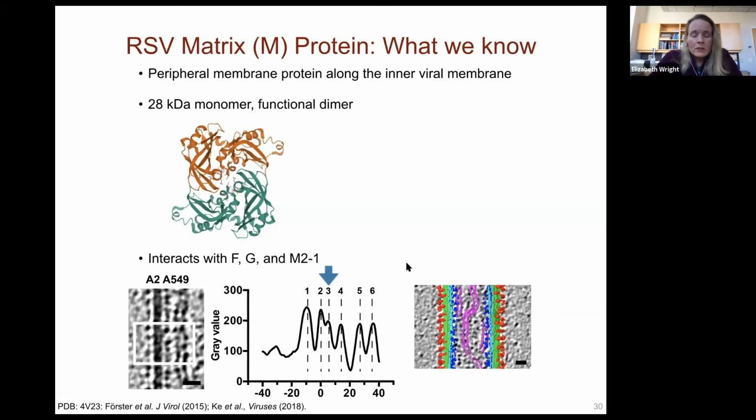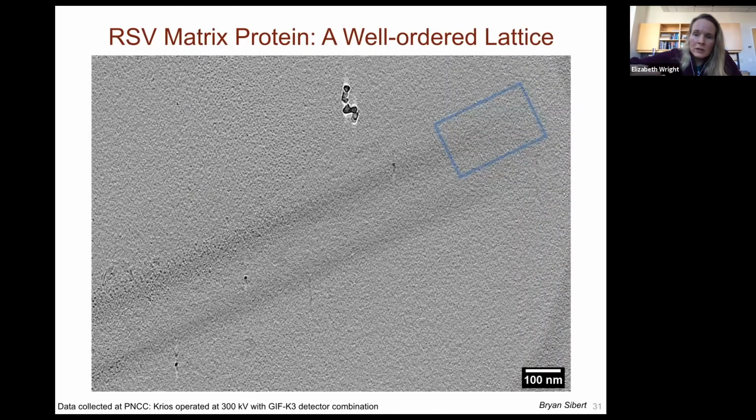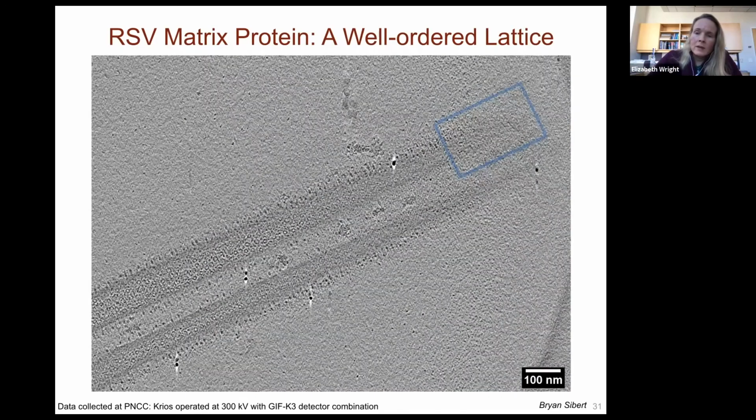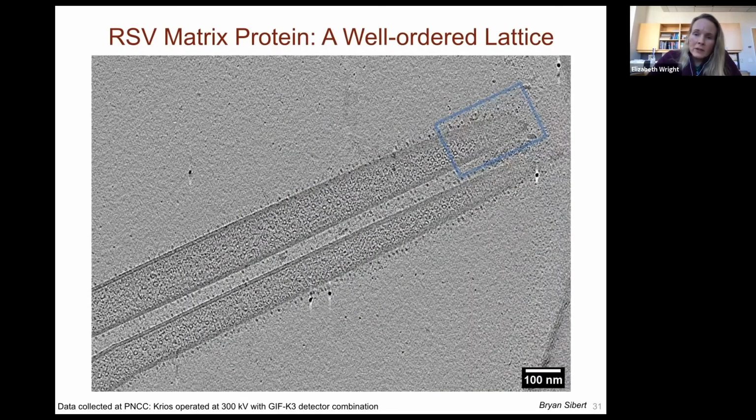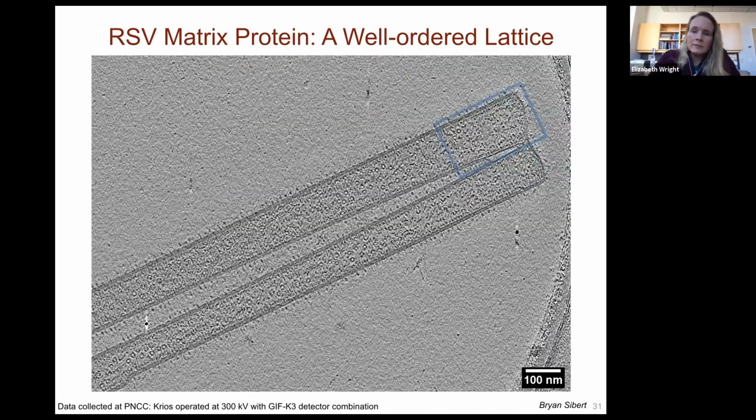Now, in all the data that we've studied up until now, we've seen the density of the matrix protein, but we haven't really been able to understand its structure in any great detail. Recently we were able to collect some data at PNCC, and I've highlighted this area in the blue box so that you can orient your eye as we slice through the volume of these virus particles. I hope as we slice inside, you'll see this crosshatch lattice just under the lipid bilayer.